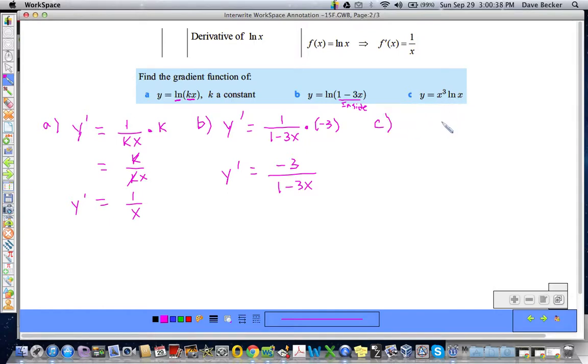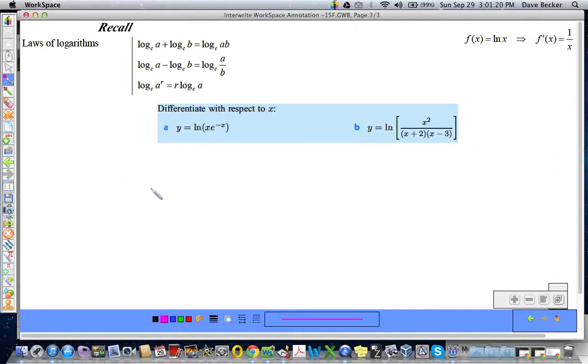So let's see, that's going to be v du plus u dv, and u is x cubed, and v is 1 over x. So y prime is equal to v, natural log of x, times du, times 3x squared, plus u, x cubed, dv, times 1 over x. And we clean that up, and our final answer is going to be 3x squared natural log of x plus x squared. x cubed times 1 over x is x squared. And that is it for that.